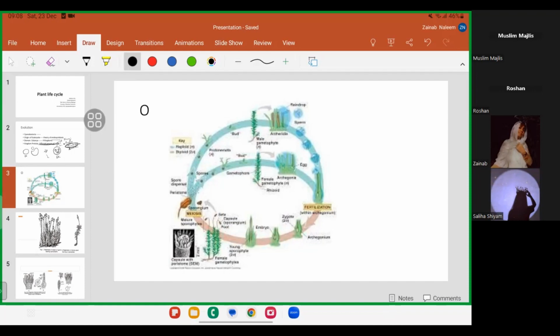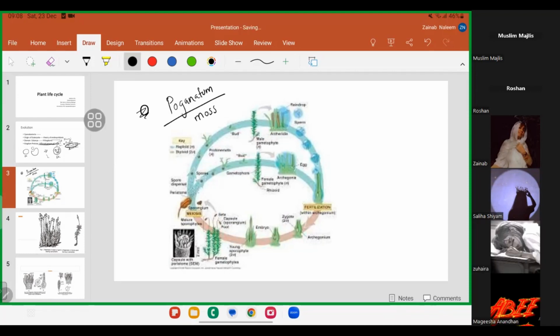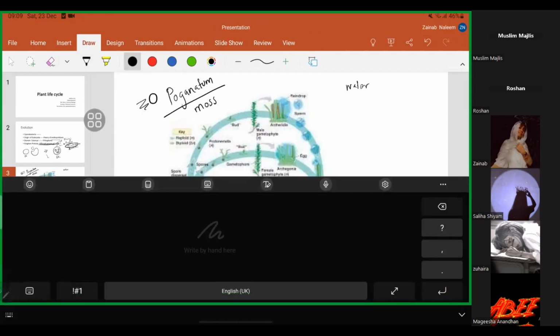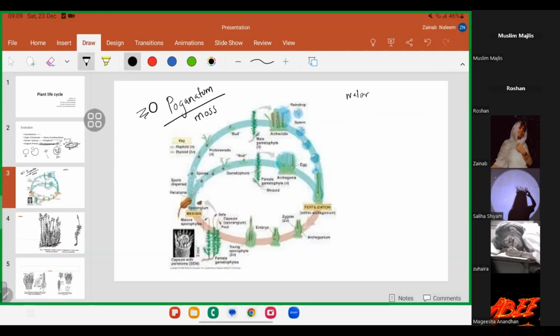Okay, then we are moving to the life cycles of plants. So first of all, we have the cognatum, which is a type of moss. These are the first land plants that evolved from the water. So you all know that the first organisms that were created were in the water, so they are adapted to live in the water. So these are the first ones that transferred from the water to the land.